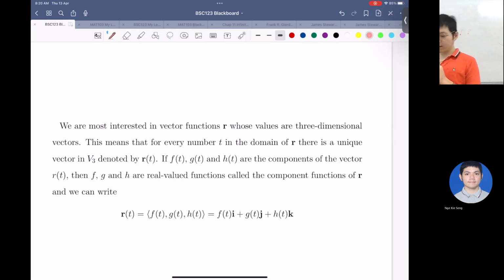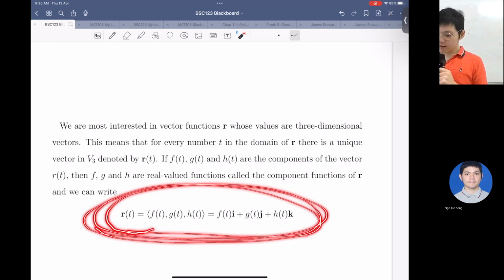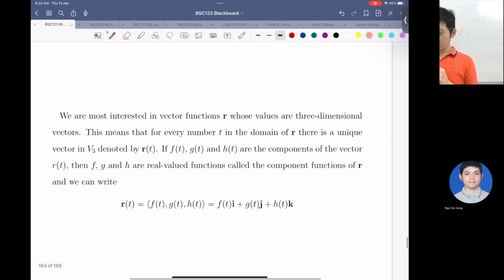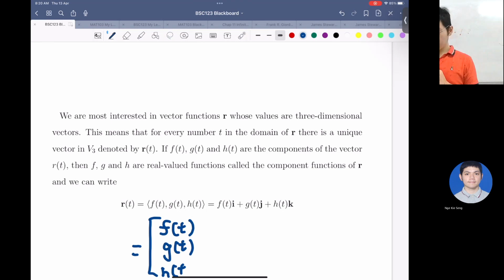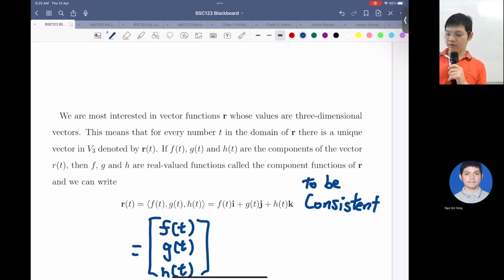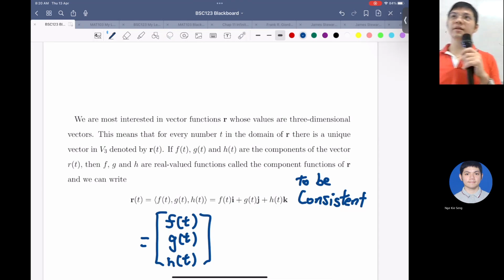If f(t), g(t), and h(t) are the components of the vector r(t), then each of them is itself a real-valued function again, called the component functions. And we can write it as the following. These are two equivalent ways to write the vector function. Last time we talked about it. If you relate back to your linear algebra, you will write it as a column vector. But to be consistent, we will use the first two notations. The third notation, I want you to link back to what you have learned in linear algebra.